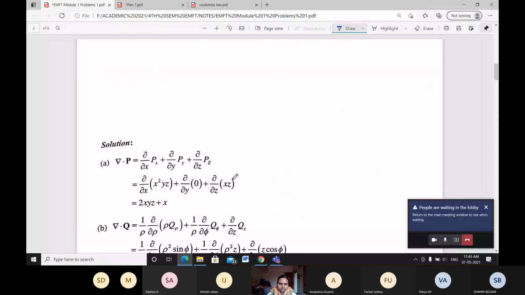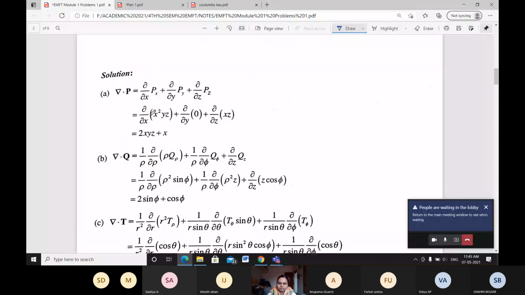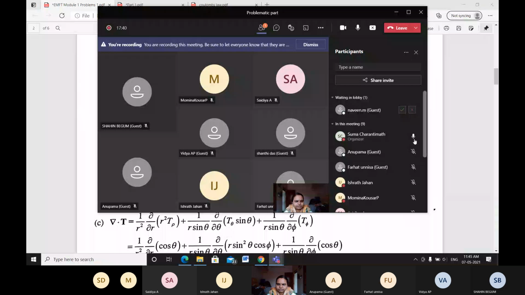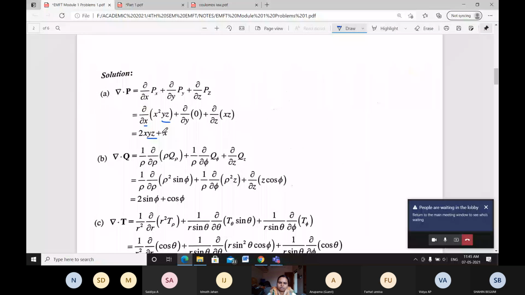If I differentiate here, with normal differentiation, how will we do it? Differentiation with respect to x, and the remaining part stays as it is. Therefore, x squared gives 2x, and yz remains as it is. The y part will be 0 only. With respect to z, differentiating xz gives x only. Therefore, you will get 2xyz plus x.